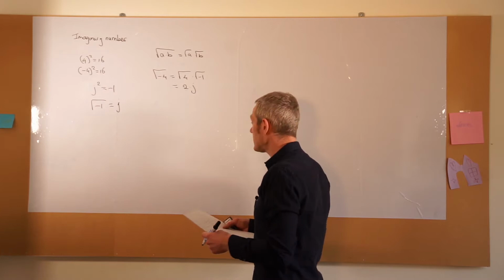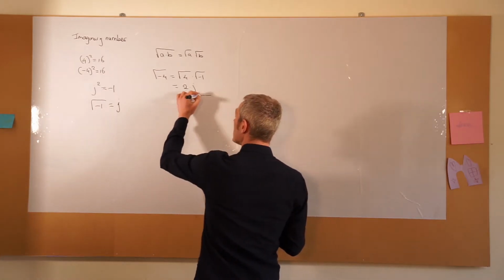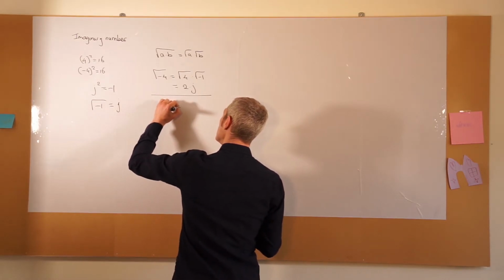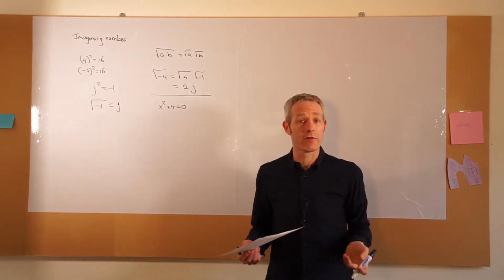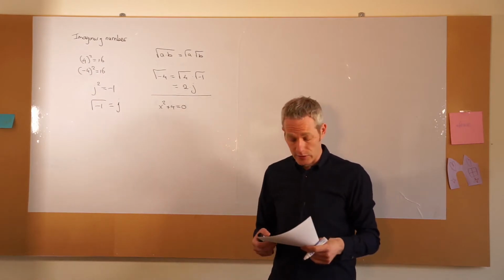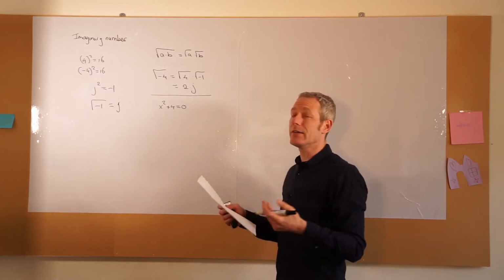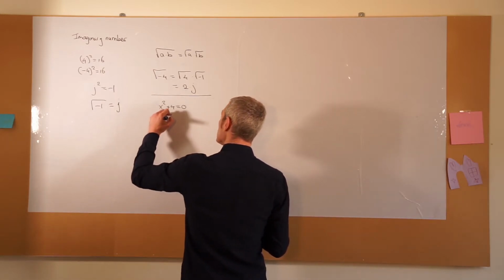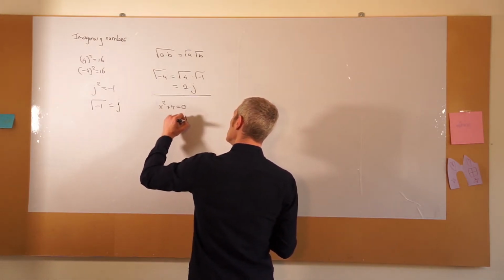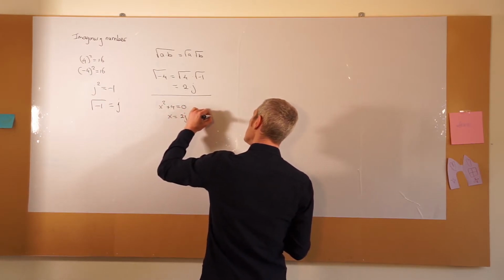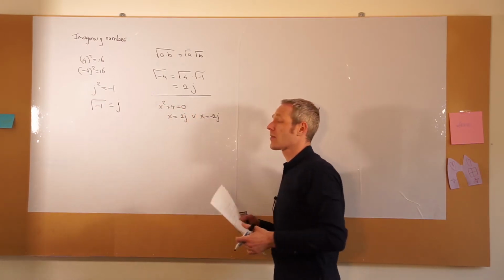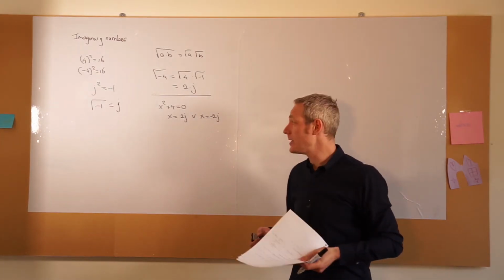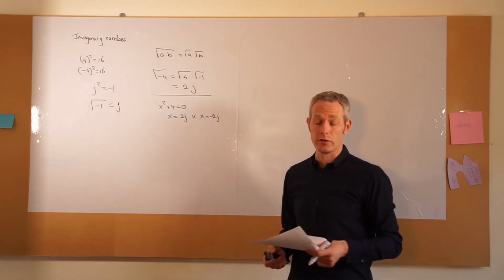Now let's take a second order equation. x squared plus 4 equals 0. Now if we only have real numbers, we know that this does not have a solution. But if we use complex numbers, it has 2 solutions, namely x is 2j and x is minus 2j. So basically any second order equation now will have solutions.